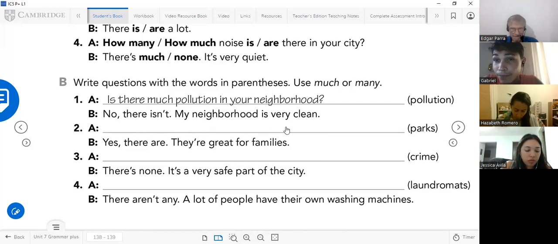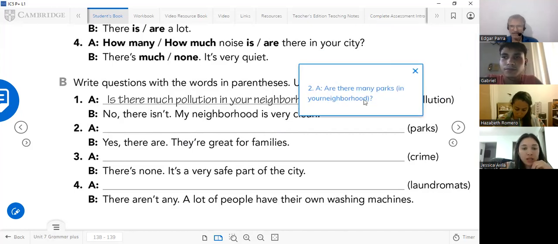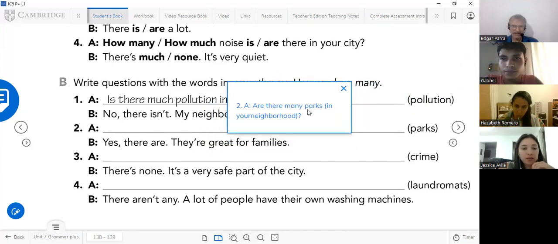Are there many parks in your neighborhood? Are there many parks in your neighborhood? Okay, what is your answer?